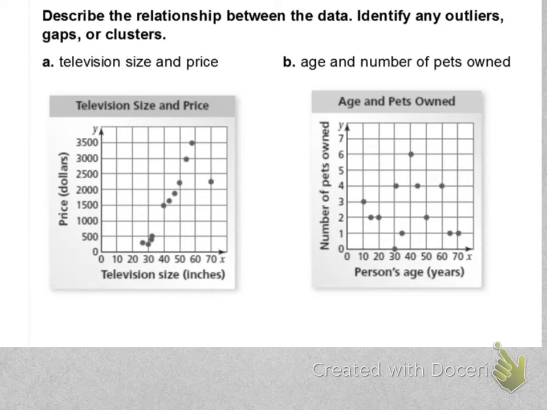Okay, describe the relationship between the data. Identify any outliers, gaps, or clusters. Okay, so I see many points that kind of form a line, right? So let me just draw it in here. So it's a positive relationship. As the television size increases, the price increases. And so it's a positive relationship. And there's an outlier. Where is the outlier located? Out here. So we're going to say it's about 70, about 2,200 maybe.